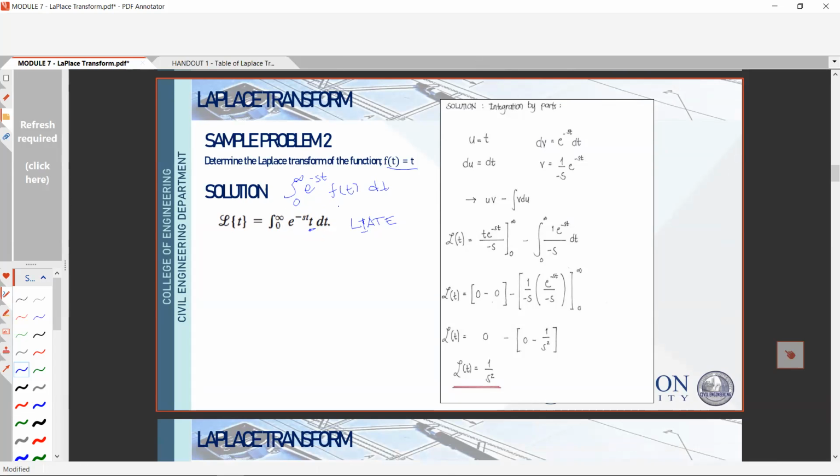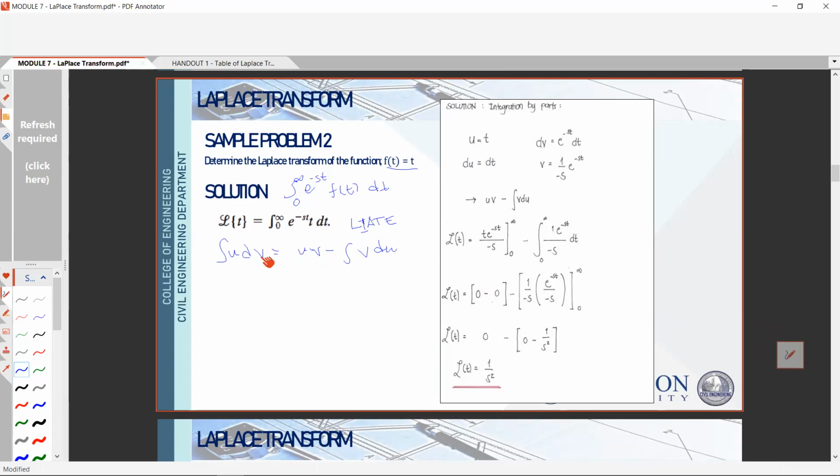Polynomial with order 1. So, therefore, this is a combination of an algebraic function and an exponential function. So, we will do an integration by parts. Paano ba nalalaman? Di ba, sa integration by parts, ang formula diyan is integral of u dv is equals to uv minus integral of v du, if you recall.